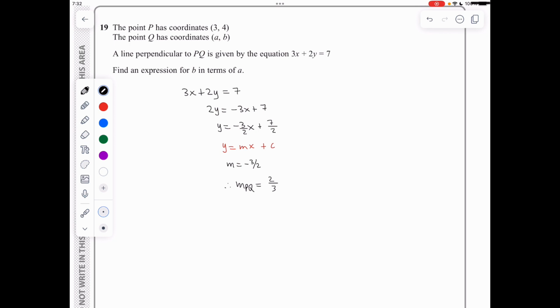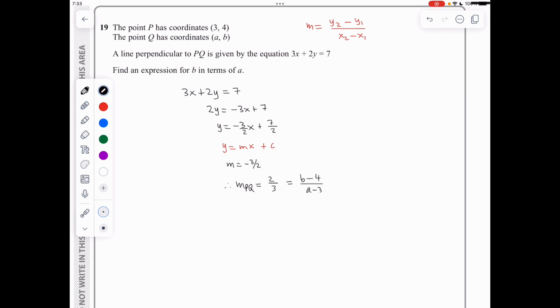So to find the gradient of the perpendicular to minus 3 over 2, I flip and I change the sign. And then now that I know that the gradient of PQ is 2 over 3, I'll be using the fact that we've got the coordinates of P and the coordinates of Q. Recall that the gradient is given by y2 minus y1 over x2 minus x1. So in our case, it's going to be b minus 4 over a minus 3.